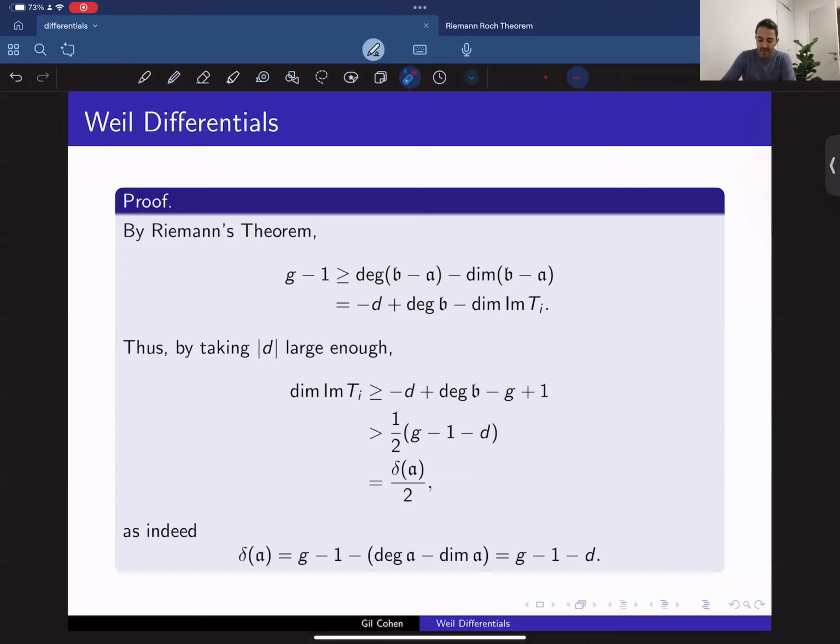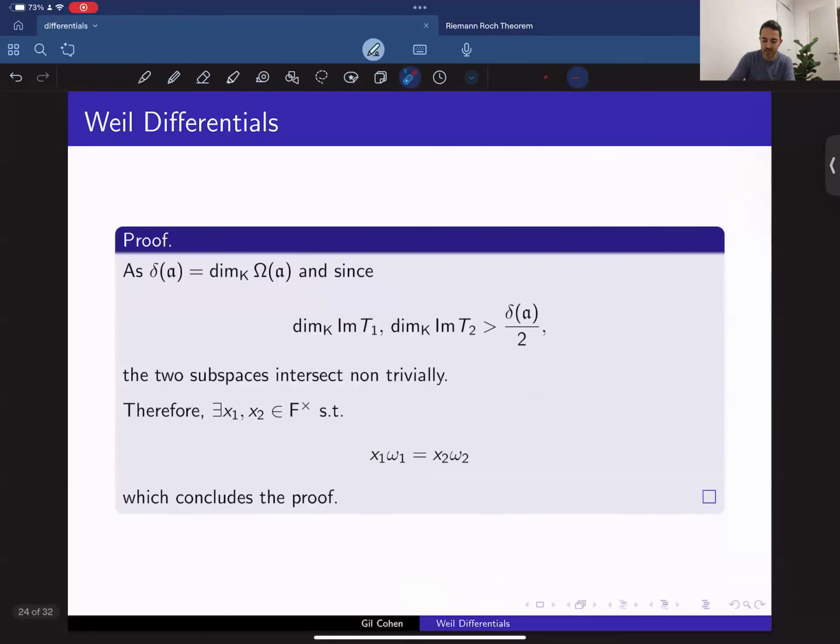Okay. And this expression, why did we want that to be larger than this expression, strictly larger? Because this G minus 1 minus D, I claim, is precisely delta A. Indeed, delta A by definition is G minus 1 minus the deficiency of A, and the dimension of A is 0, and the degree is D. So that's exactly the G minus 1 minus D that you see here. Right? So the dimensions of the images of these two maps are strictly larger than half the dimension of omega A. So that's what I'm saying.